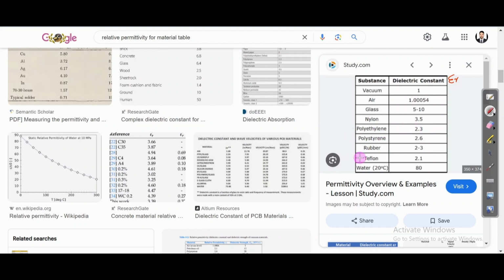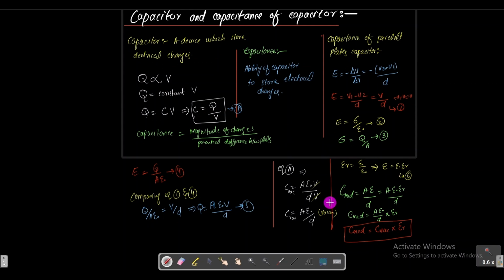So in order to find the capacitance for the medium, we will multiply the epsilon r value of the material that we are going to put between the plates with the original capacitance. So here was the explanation about that.